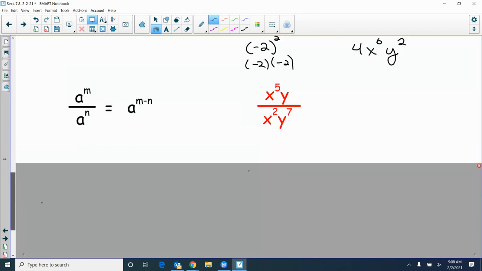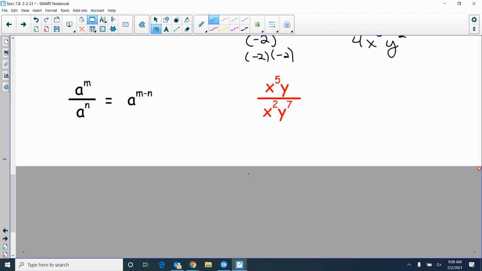Okay, when you have division, you subtract the exponents. Now, x to the 5th over x squared is x cubed. This is 1 minus 7, which is y to the -6. So you end up with x cubed over y to the 6.